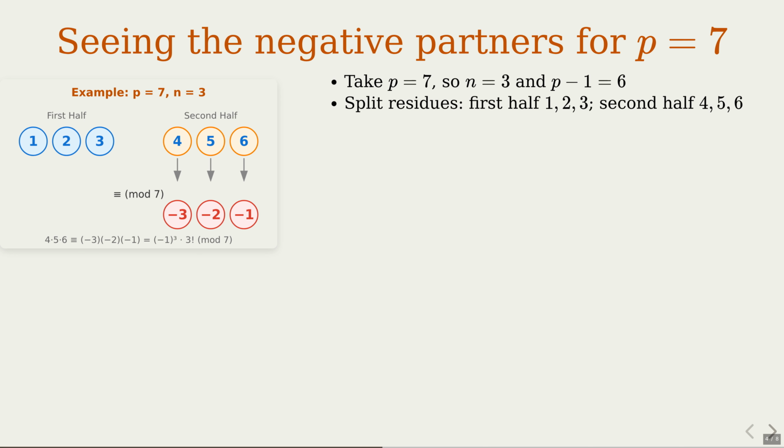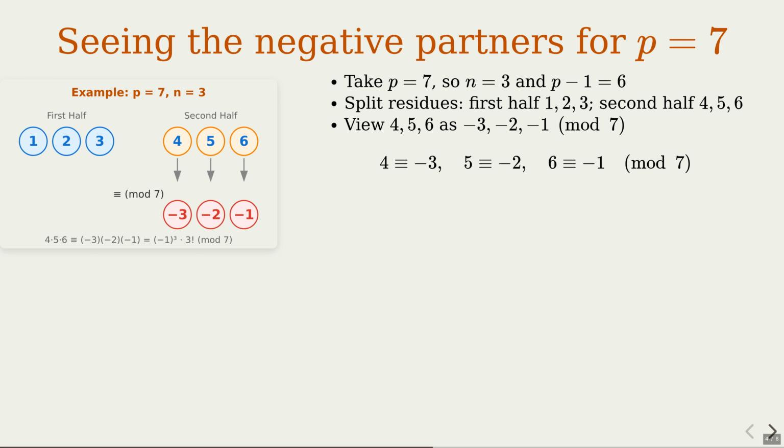This line summarizes the matching: each element of the second half is paired with a negative version of an element from the first half. So multiplying 4, 5, 6 is the same as multiplying -3, -2, -1, only with an overall sign change. This example suggests that in general the second half of the product is a signed copy of the first half, and now we will write that down algebraically.